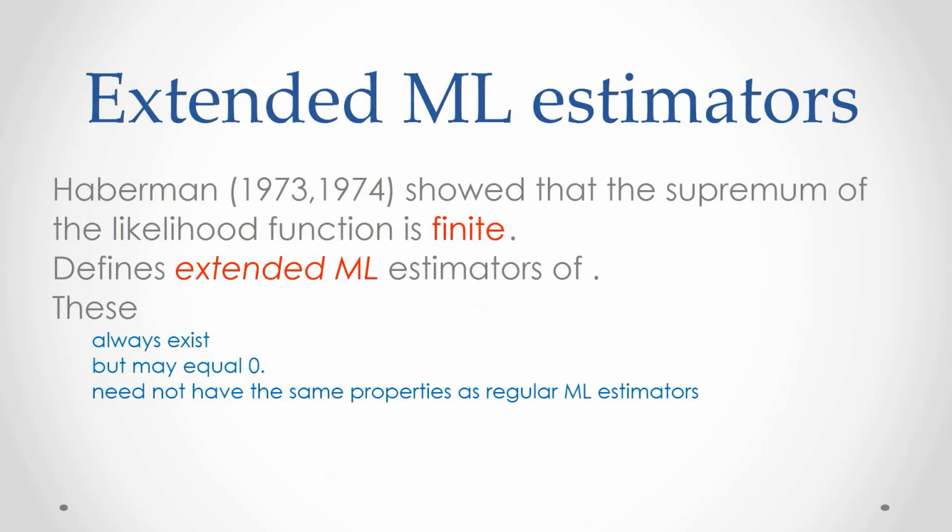Haberman also showed that the supremum of the likelihood function is always finite, and this motivated him to define extended maximum likelihood estimators of mu. Extended maximum likelihood estimators of mu always exist but may equal 0. And because they can fall on the boundary, they need not have the same properties as regular ML estimation.